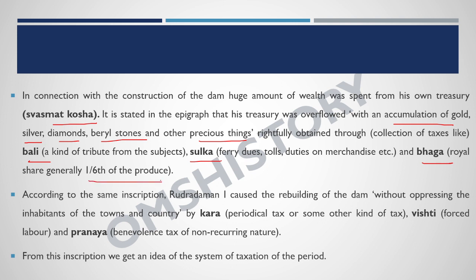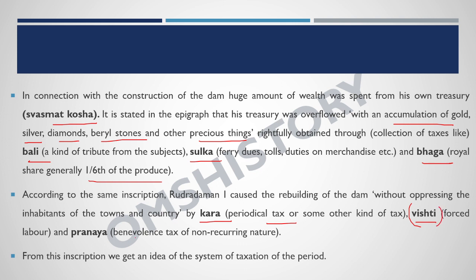According to the same inscription, Rudradaman caused the rebuilding of the dam without oppressing the inhabitants of the town and country by Kar. Kar was the periodical tax. Vishti was forced labor. And this is the first time Vishti has been mentioned in an ancient inscription.